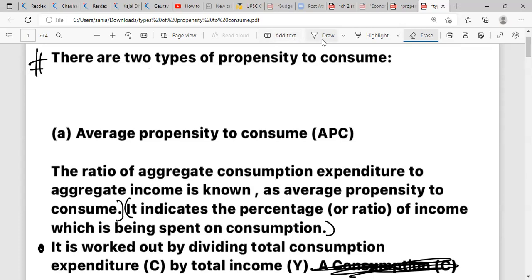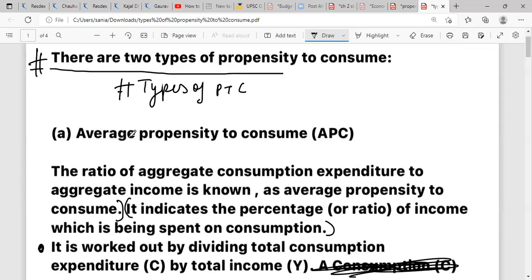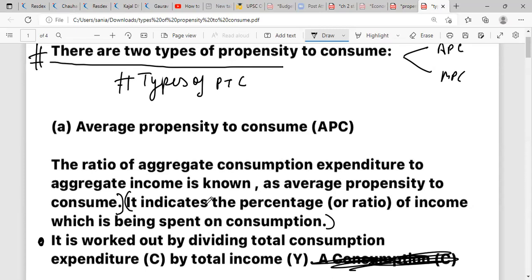So you will write first the heading. The heading will be types of PTC, propensity to consume. This will be a heading. Then you will write this: there are two types of propensity to consume, APC and MPC. Then you will write A, APC, this. Clear?